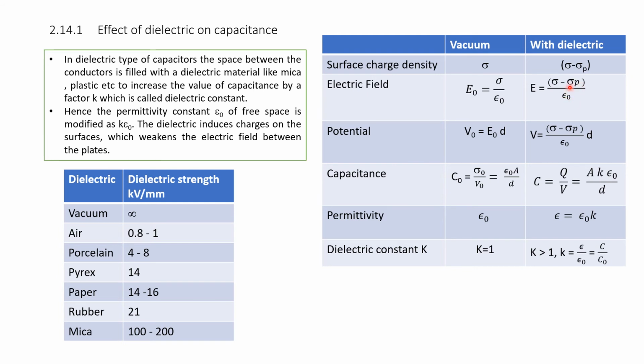That means the charge density gets reduced by a factor sigma p. The potential of the system in vacuum will be V naught is equal to E naught into D. But E naught gets reduced by sigma minus sigma p. Hence, the value of potential in dielectric medium will be sigma minus sigma p over epsilon naught into D.